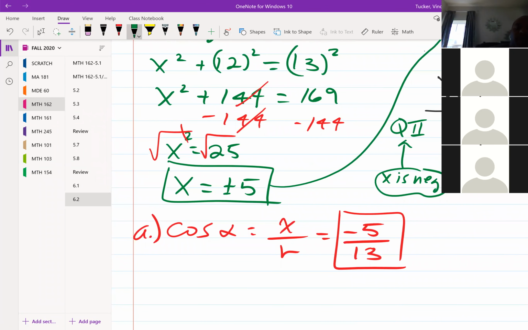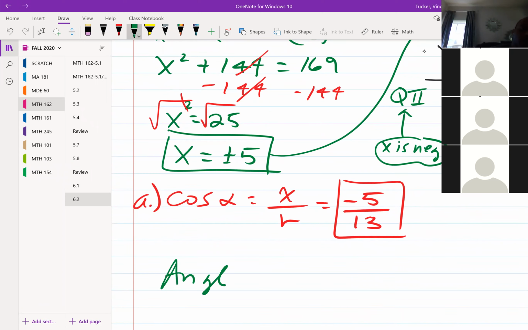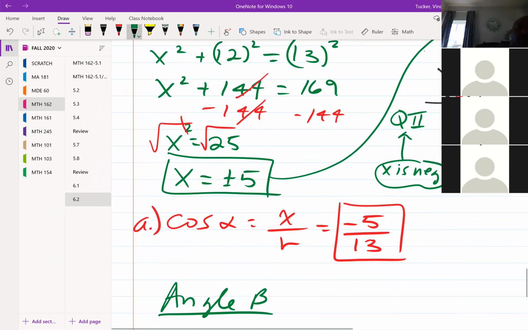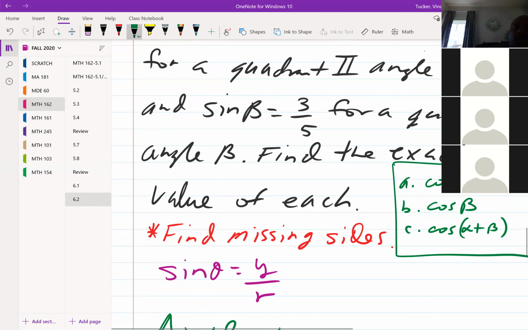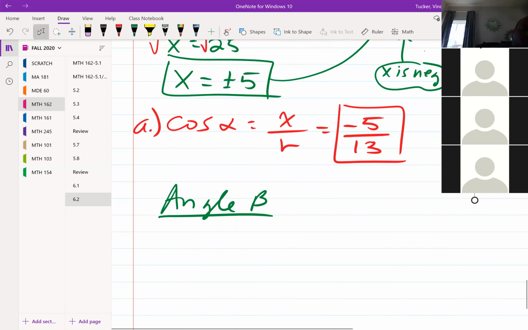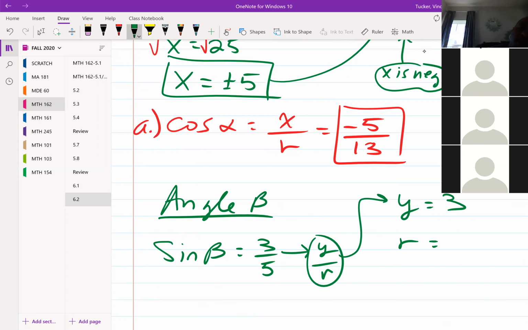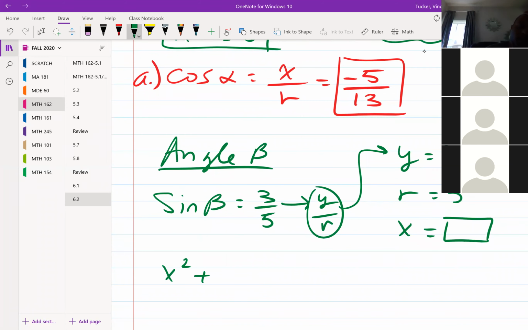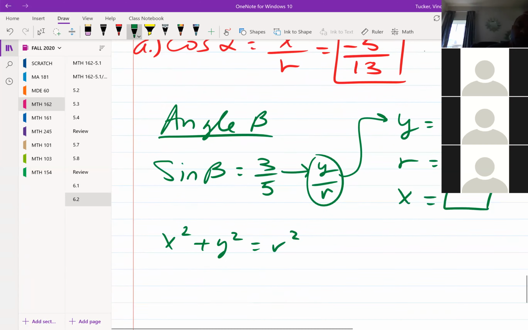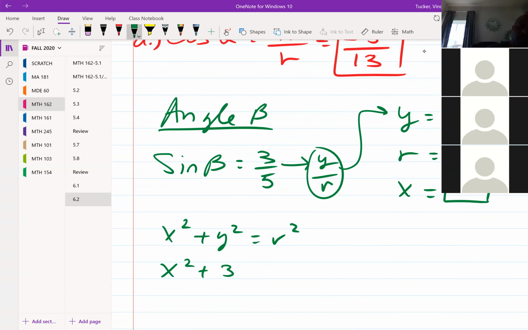So let's look at angle beta. Want to do the same thing. Sine beta is 3/5. And just like before, this is y over r, which means y is equal to 3. r is equal to 5, and x is what we do not know. Find it the same way: x squared plus y squared is equal to r squared. x squared plus 3 squared equals 5 squared.